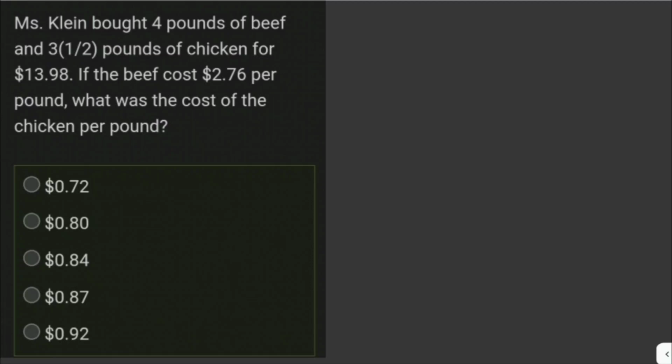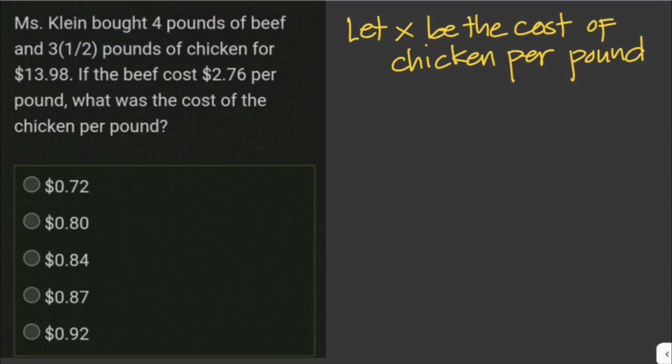All right. Miss Klein bought 4 pounds of beef and 3.5 pounds of chicken for $13.98. If the beef costs $2.76 per pound, what was the cost of the chicken per pound? All right, we don't know the cost of the chicken per pound, so we can let X be the cost of chicken per pound. So we're given here that Klein bought 4 pounds of beef at $2.76 per pound. So we can just multiply $2.76 by 4 pounds.